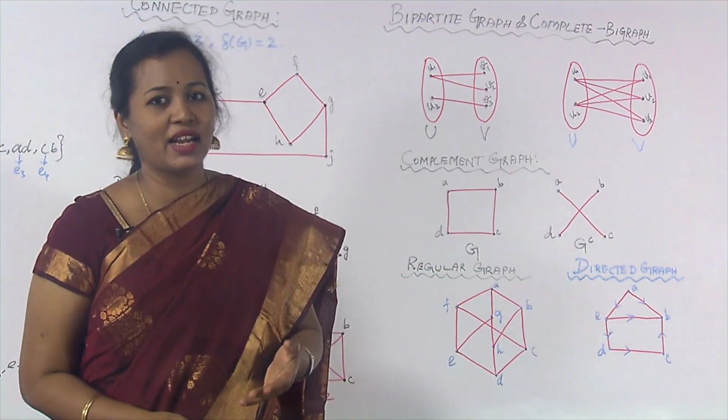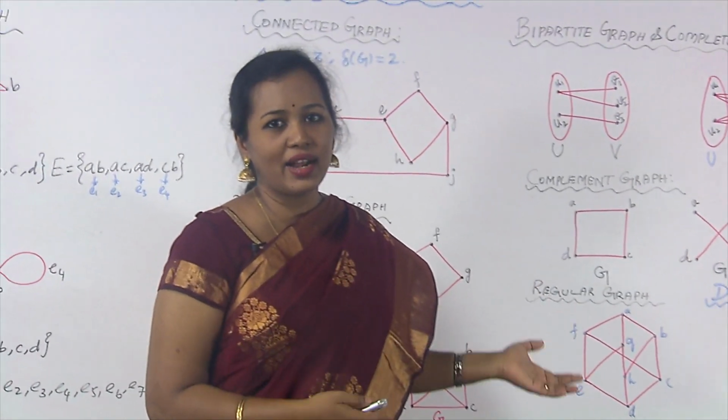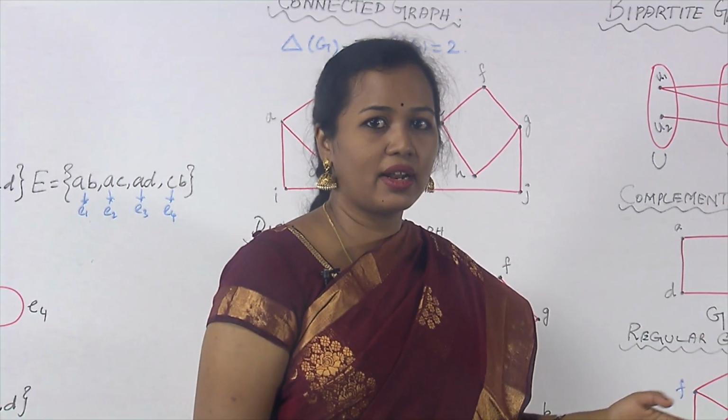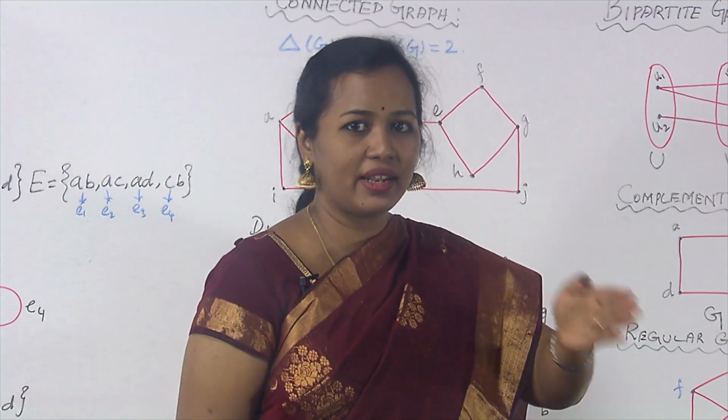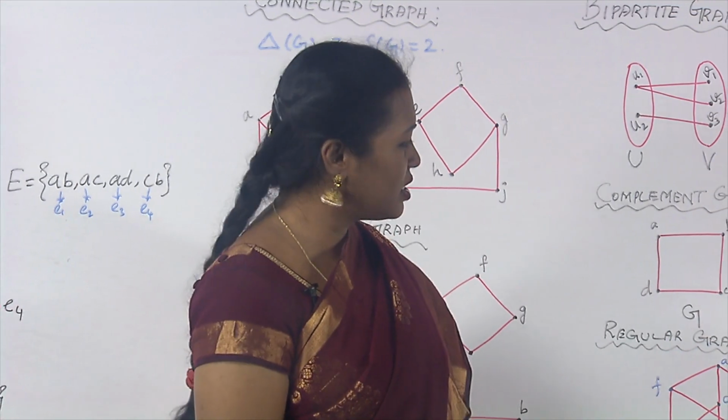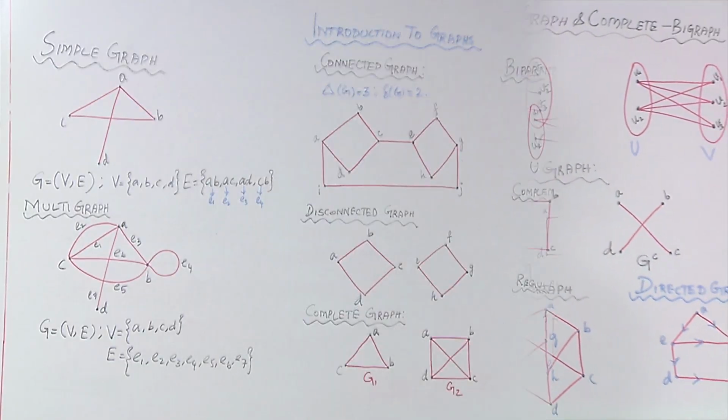But the general understanding is that in a simple graph or in an undirected graph you can go both ways. That is the understanding, but in a directed graph you can only go in the direction in which the arrow is pointing. That is why it is called an arc. So, this is an example of a directed graph.